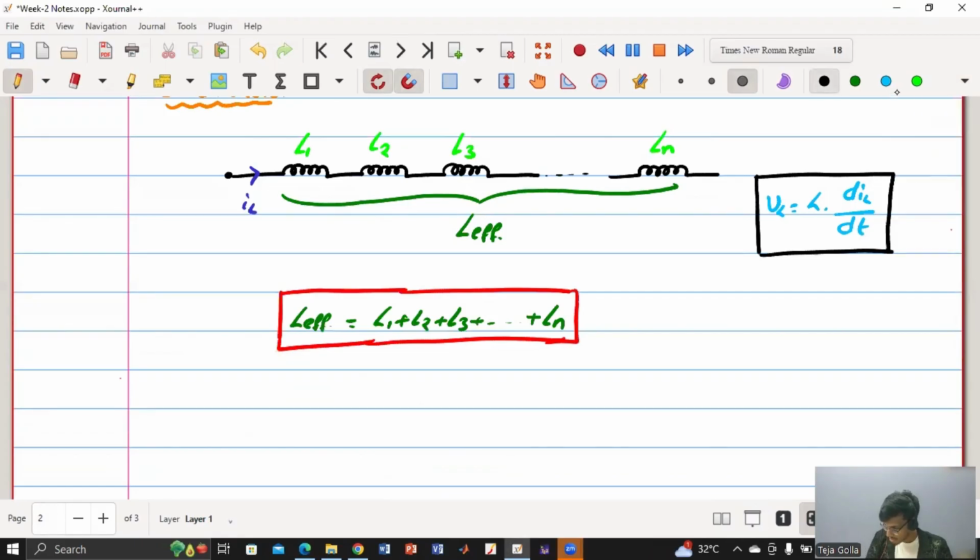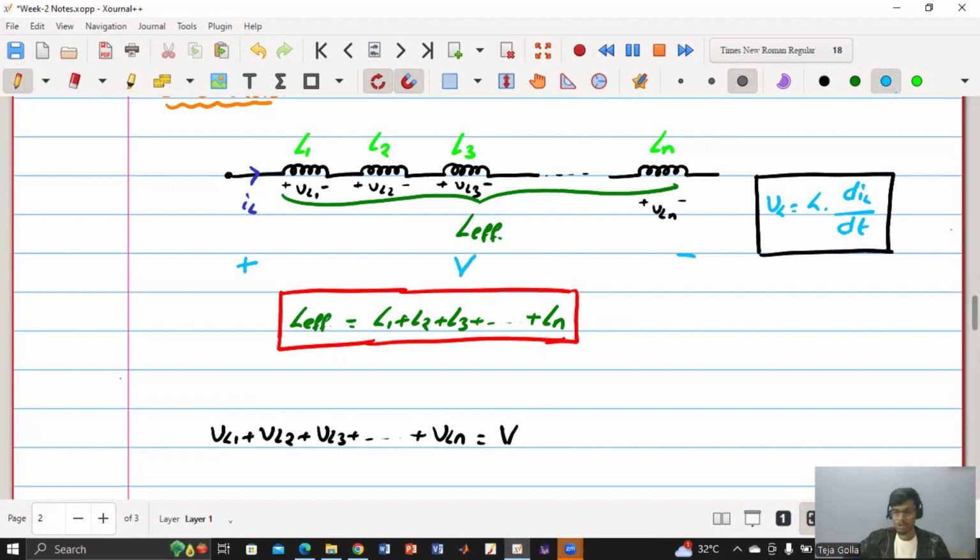So, do you agree that VL1 plus VL2 plus VL3 plus up to so on plus VLN can be written as total voltage? So, say this is plus minus VL1 plus minus VL2 plus minus VL3. This is plus minus VLN, and this is overall voltage plus minus capital V. So, do you agree? I can write this by applying KVL.